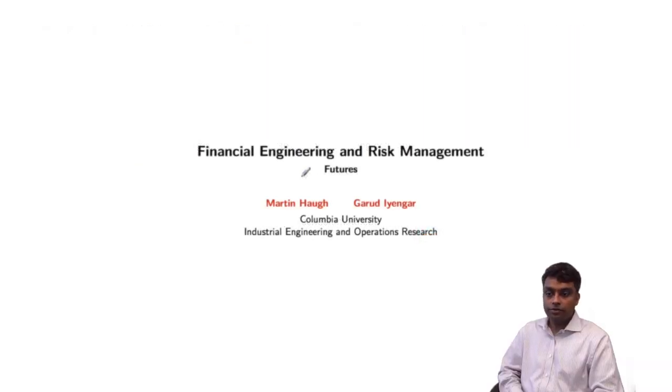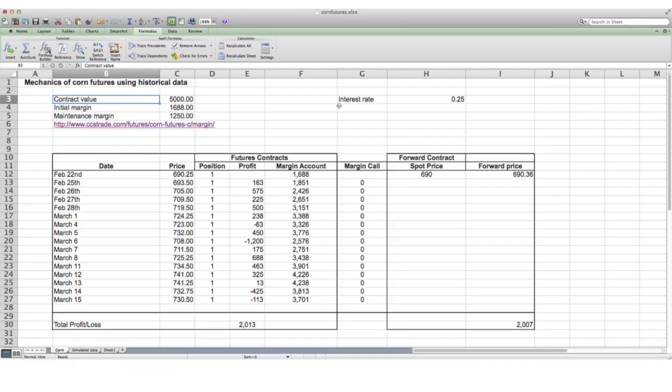In this module, we're going to introduce you to the mechanics of the margin account associated with futures contracts using an Excel spreadsheet. We're going to use both historical data and simulated data to show you all the various situations that can occur in the margin account. In this module, we're going to walk you through the mechanics of corn futures. I'm going to show you two different worksheets.